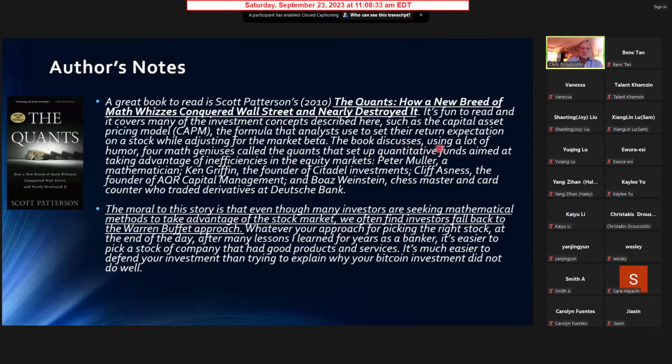But the book discusses using a lot of humor, and that's what I like about it. And it specifically discusses four math geniuses called the quants. So the quants are four guys who come up with quantitative funds, and they're well known today, by the way, and aim to take advantage of inefficiencies in the equity markets.